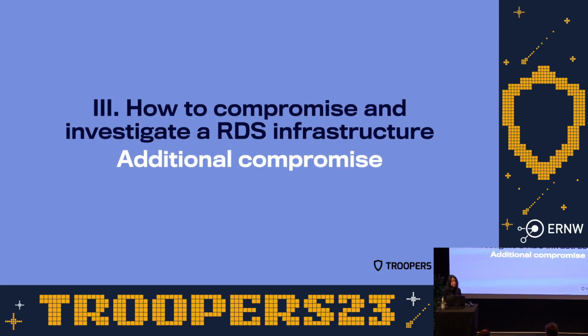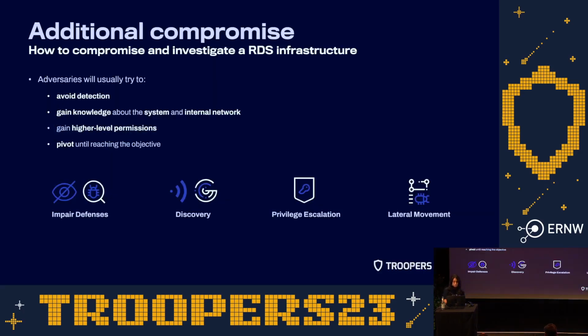It is time to further compromise the estate. So at this point, an adversary or the attacker will usually try to avoid detection throughout the compromise, gain more knowledge about the system and internal networks, try to gain higher level privileges and permissions by maybe becoming local admin, and then try to pivot until reaching the objective.